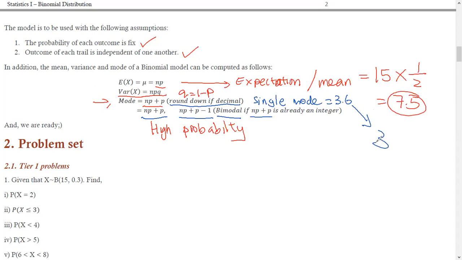If it is a bimodal case, then this mode itself, np plus p, probably will be giving you a value like 2. If the first value is 2, then the next value must be np plus p minus 1, which is 1. So for the bimodal case, I will have 2 modes, and for the single mode case, I will only have 1 mode.